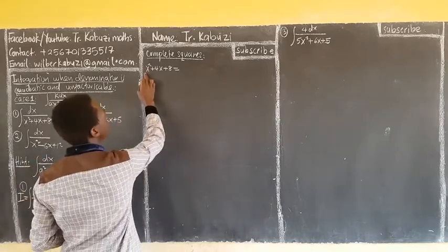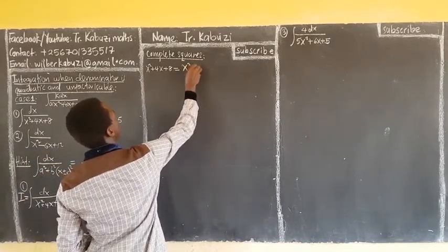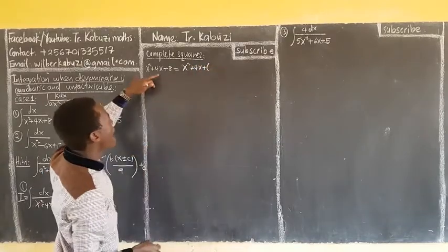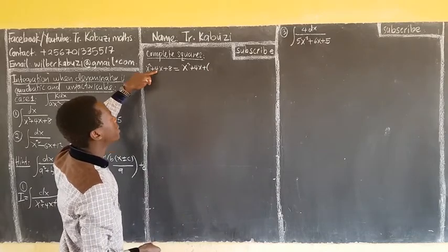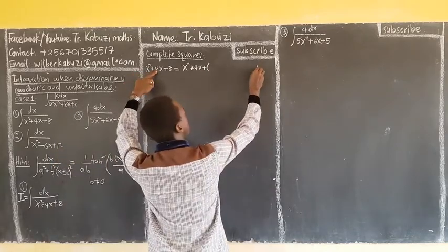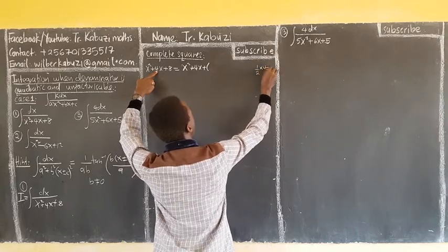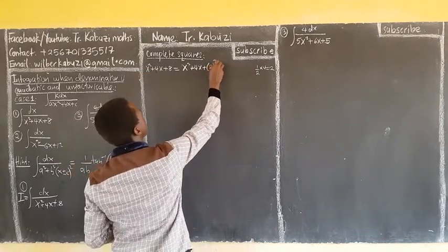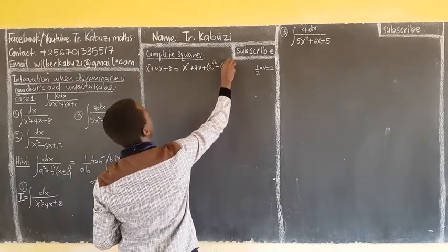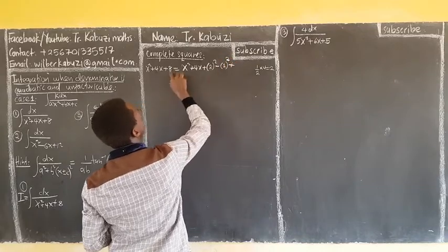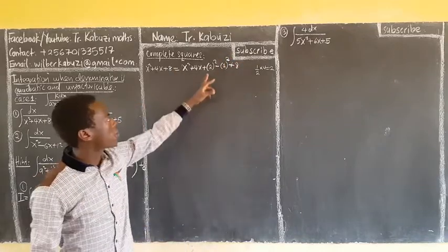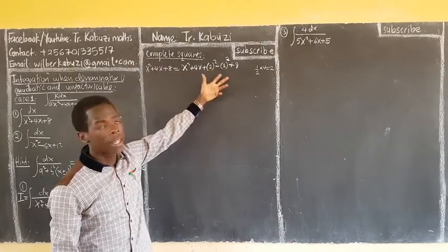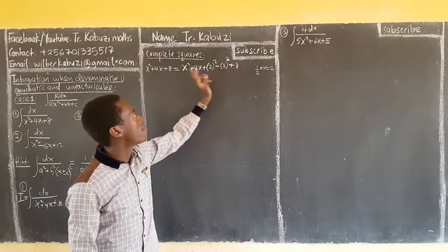To complete squares, you first write x squared plus 4x. Then plus, you multiply the coefficient of x by a half, which gives you 2. You square it, and because it wasn't there, you remove it. Then plus this 8. So you square half of the coefficient of x, then you remove it because it wasn't there. When you simplify this, you go back to this.